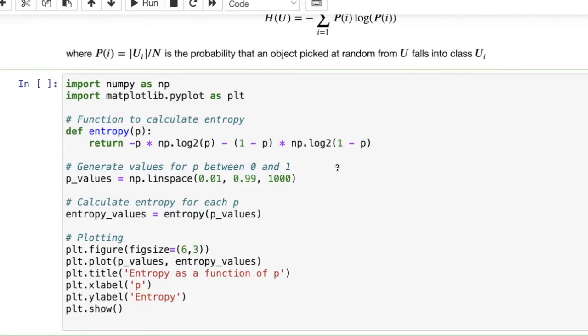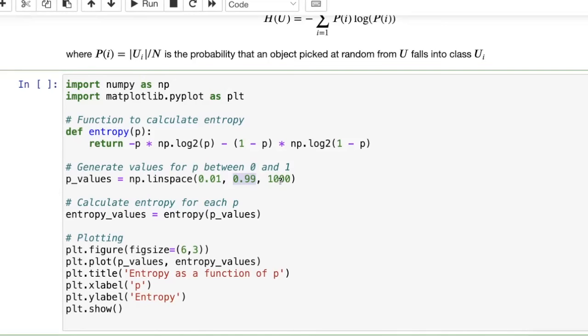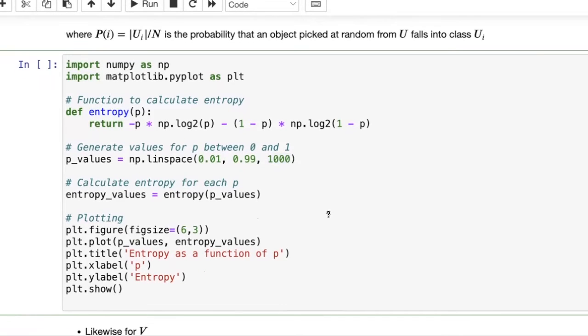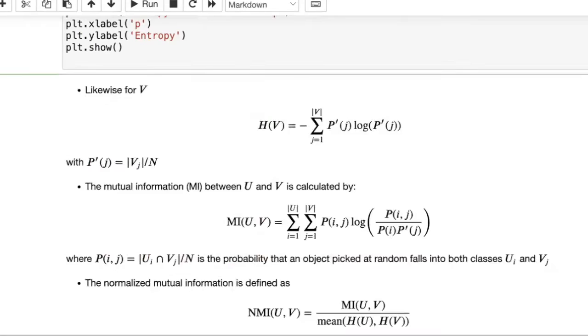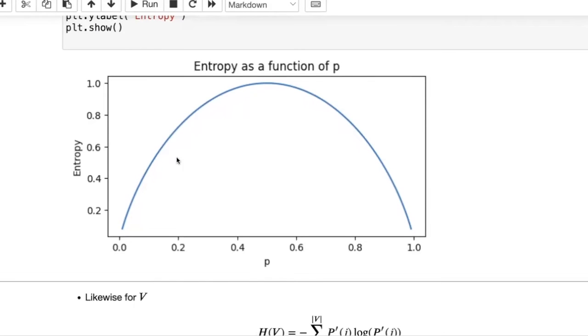And because probability is always from 0 to 1, and I want to avoid those two values, 0 and 1, because I don't want to run into problems with this log, I want to plot this entropy from 0.01 to 0.99. I'm choosing 1,000 different values, plugging them into this entropy and looking at its shape. And you can see here that the entropy is obviously 0 when the probability is 0 or 1, and it achieves its maximum at 0.5.